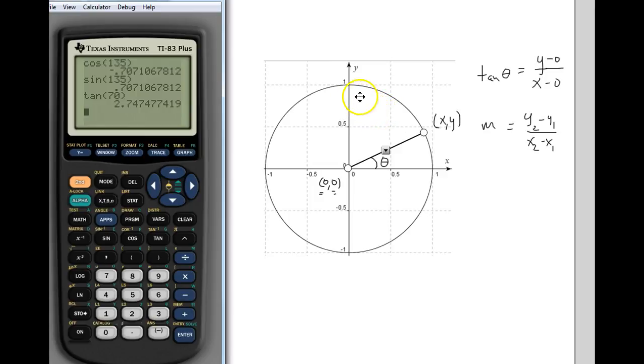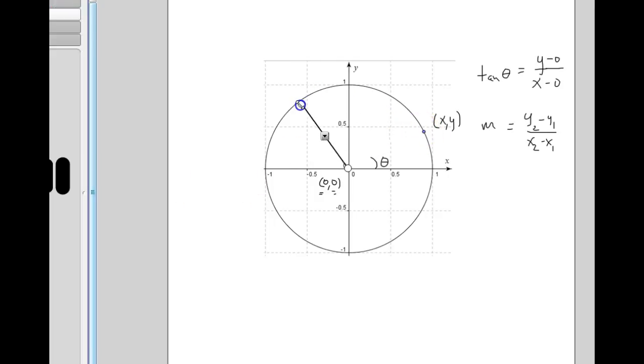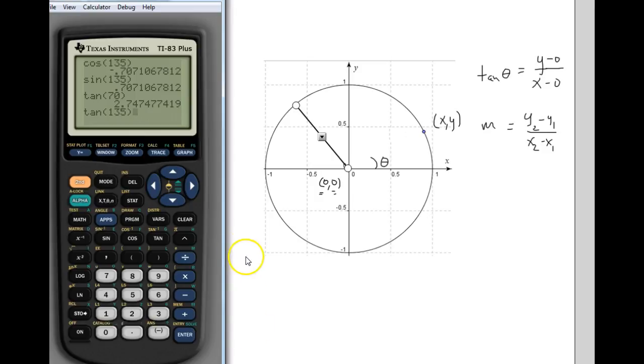And if I pick something beyond 90, for instance like that 135 that we just looked at, I end up with a negative number because in quadrant 2 that is a negative sloping line. It's going downhill as I move left to right. So when I hit enter here I get -1. Now why am I getting -1 for this instead of some crazy decimal?